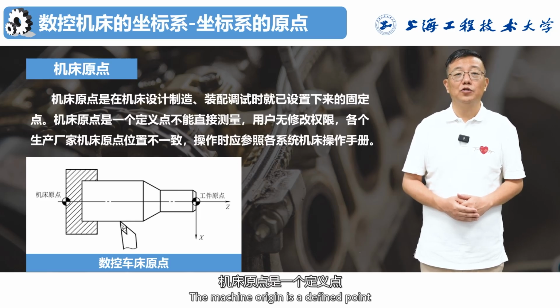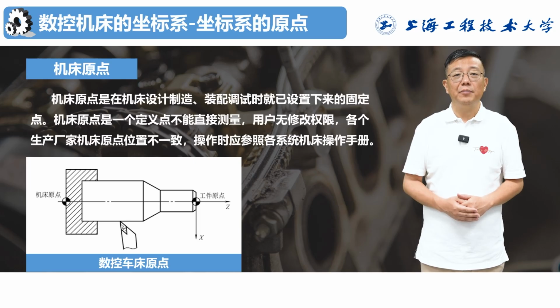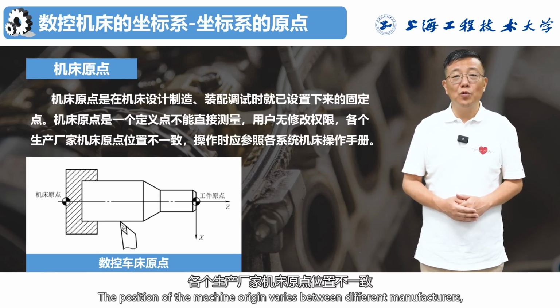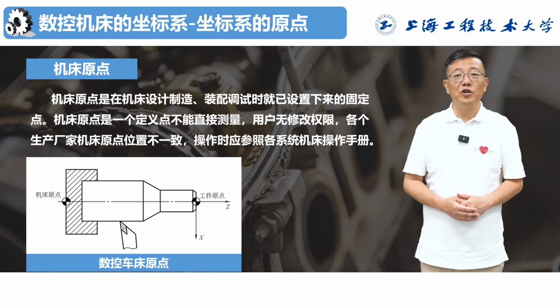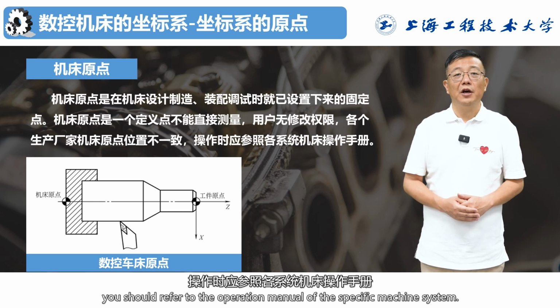The machine origin is a defined point that cannot be directly measured, and users do not have permission to modify it. The position of the machine origin varies between different manufacturers. So, when operating the machine, you should refer to the operation manual of the specific machine system.